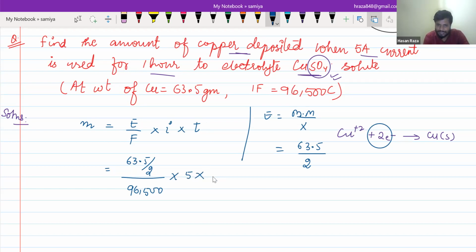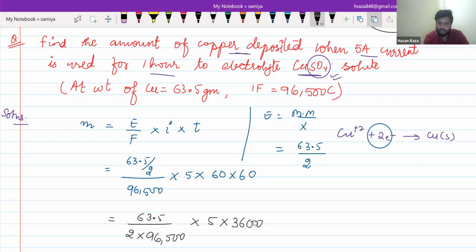The time is 1 hour, and we need to convert it into seconds, so it will be 60 into 60. Now just convert it and you will get your answer. It is 63.5 upon 2 into 96,500, into 5 into 60 into 60, which is equal to 3600. Now I'm going to cancel it. The zeros will be cancelled. Now I'm going to solve it.